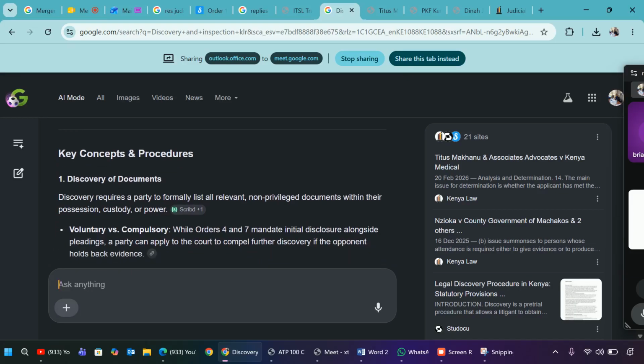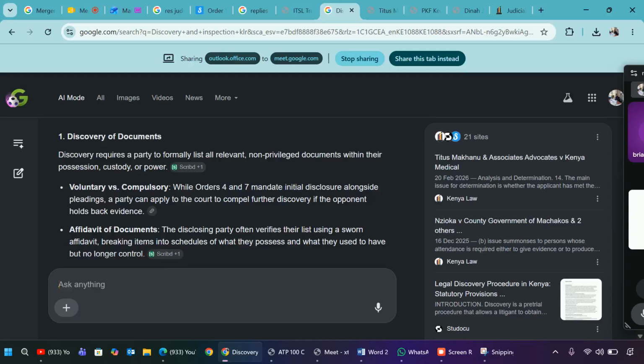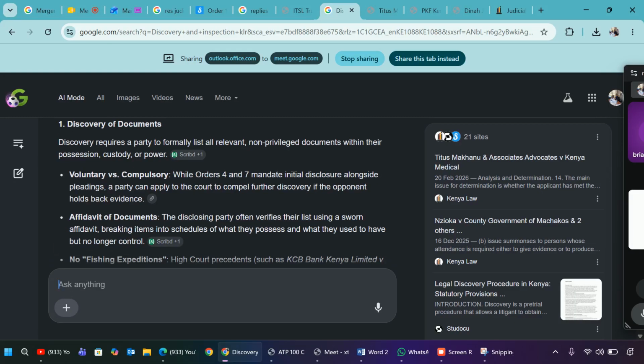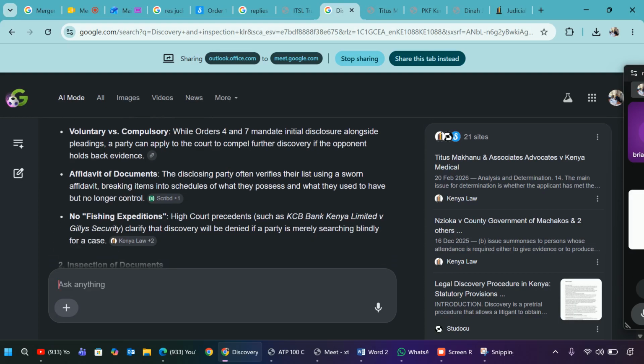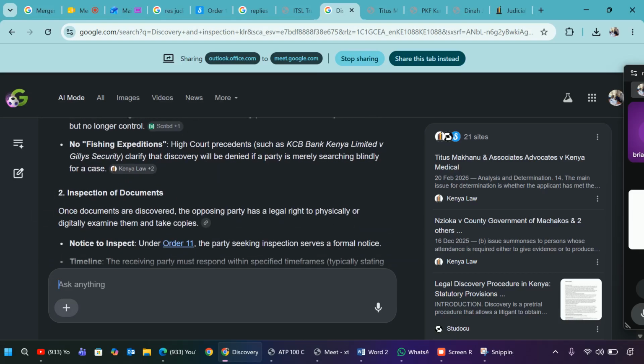So what is the procedure that you have to follow? We have voluntary versus compulsory. While Orders 4 and 7 mandate initial disclosure alongside pleadings, a party can apply to the court to compel further discovery if the opponent holds back evidence. The disclosing party often verifies their list using a sworn affidavit, breaking items into schedules of what they possess and what they used to have but no longer have control of.